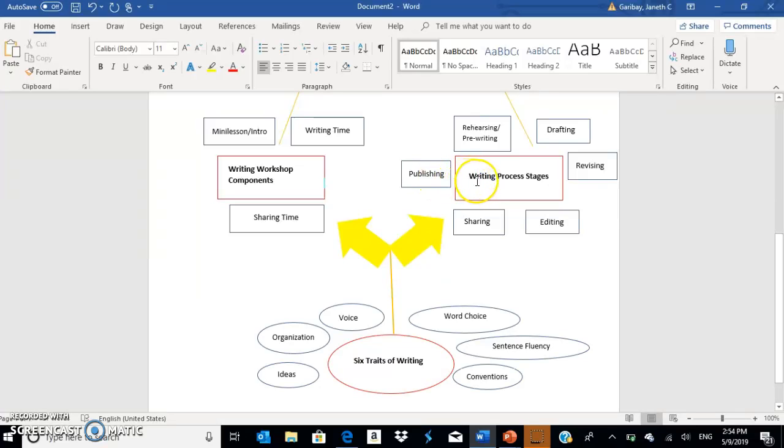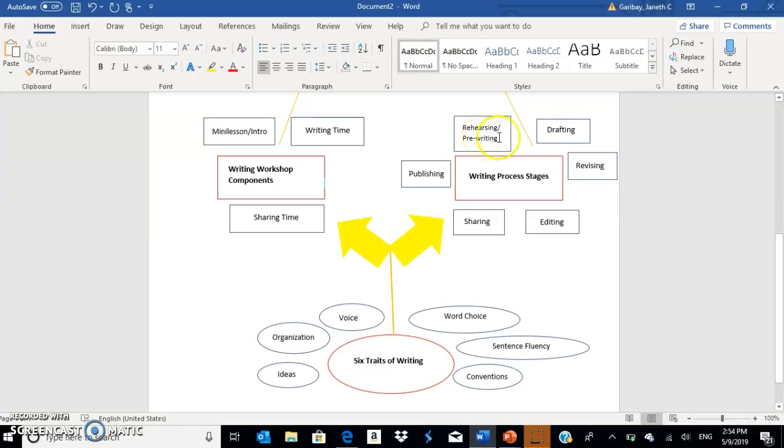Now, besides that, we have the writing process stages, like I said, where the 6 traits are also being practiced. Basically, the writing process serves as a guide for the students and breaks down what writing is. So you've got rehearsing or pre-writing, where the students begin jotting down their ideas and possible topics.